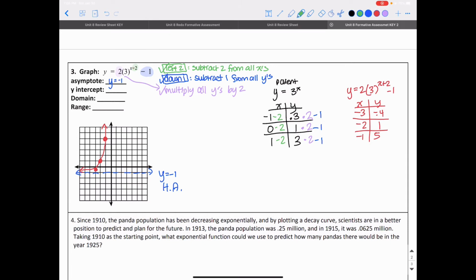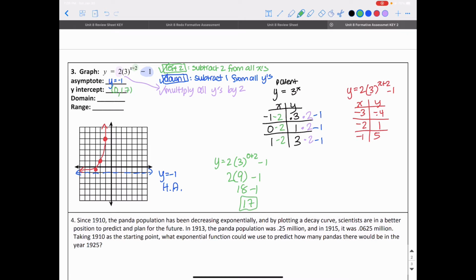My y-intercept, it's not one of the values here, so I need to plug in 0 for x and see what I get for y. That's how I always find my y-intercept. I do y is equal to 2 times 3 to the 0 plus 2 power minus 1. 3 to the 0 plus 2 power is 3 to the second power. That's 9, so I have 9 times 2 minus 1. 18 minus 1 gives me 17. So it's (0, 17), my y-intercept.